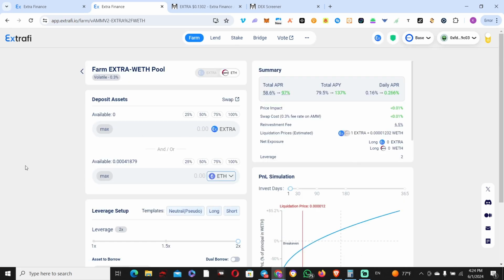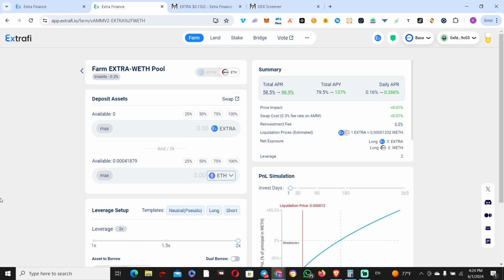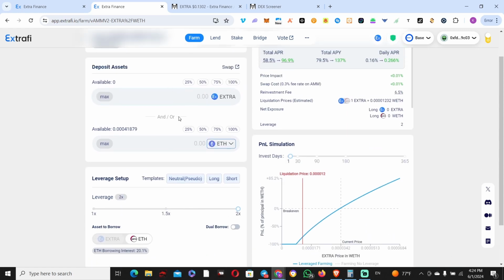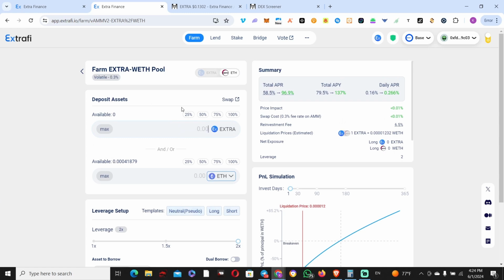I click on farm and this is the interface. One thing to note is that even though you are pairing up here, for example, Extra and ETH, I can provide only one of them and the pool will be created. So if I only have ETH, I can add ETH and then it will happen. If I only have Extra, I can add Extra and then my position will be open. So I can put in as much as I want based on what I have. This is the deposit asset part.